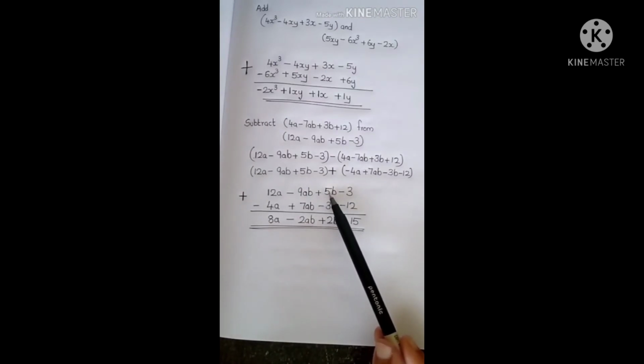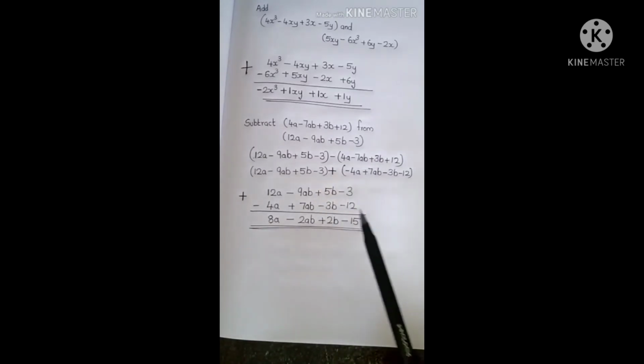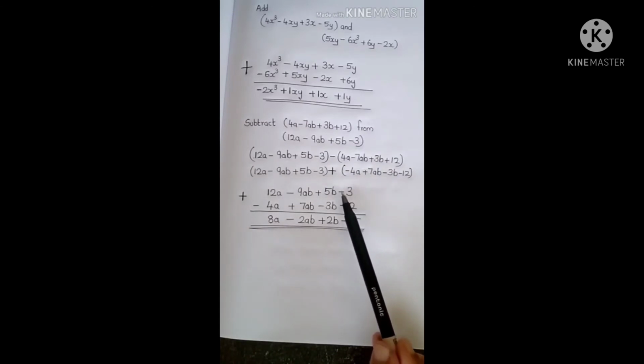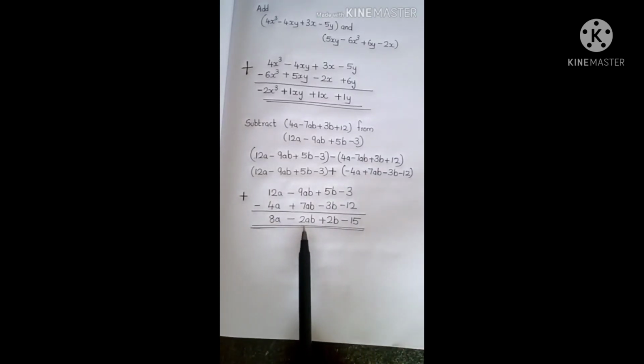Here also, one number is positive, the other number is negative, you will subtract and give larger number sign. So 5 minus 3, 2. Both the numbers are negative, so you will add and give the same sign. That is the rule which I taught you in integers. So the final answer is 8a minus 2ab plus 2b minus 15.